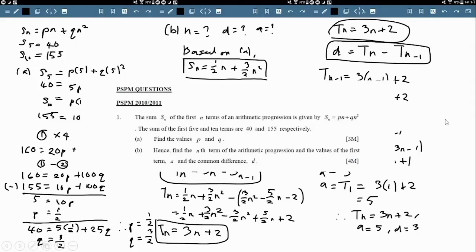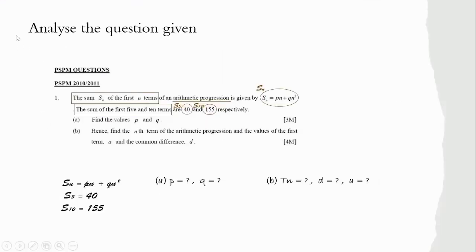SPM question 2010 and 2011. Now we have to analyze the question given. The sum Sn of the first n terms of an arithmetic progression is given by Sn equals Pn plus Qn squared. The sum of the first 5 terms is S5 equals 40, while the sum of the first 10 terms is S10 equals 155 respectively. The question asks us to find the values of P and Q.